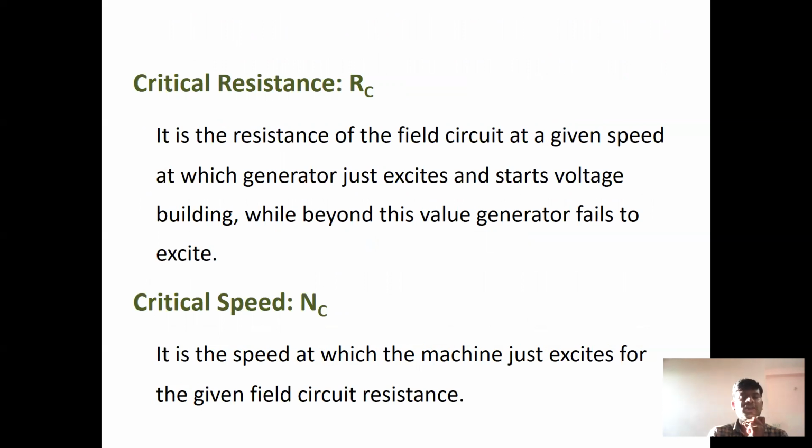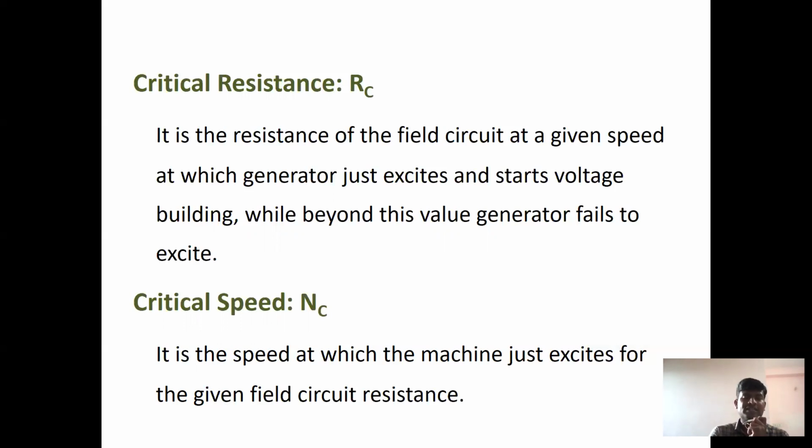It is a field circuit resistance that is useful for exciting the generator. That means the resistance at which the generator just excites and starts the voltage. That resistance is called the critical field resistance. And what is the critical speed? It is the speed at which the generator just excites and just starts running. So that is the critical speed.